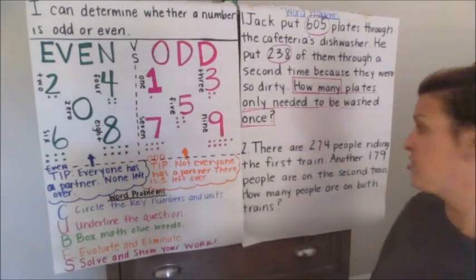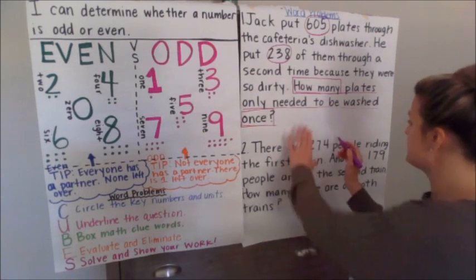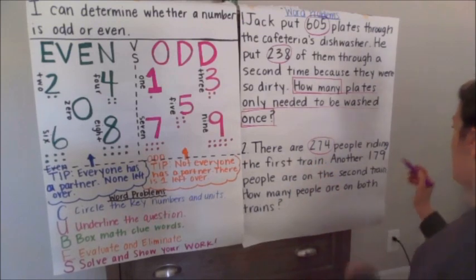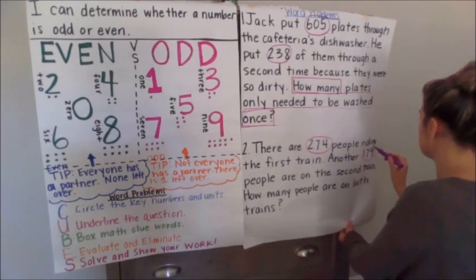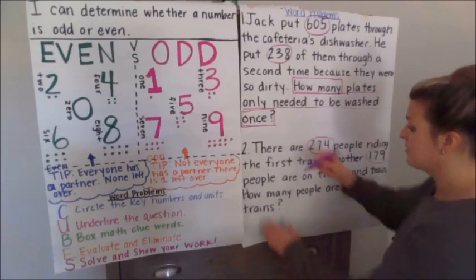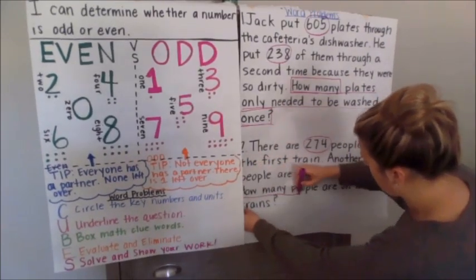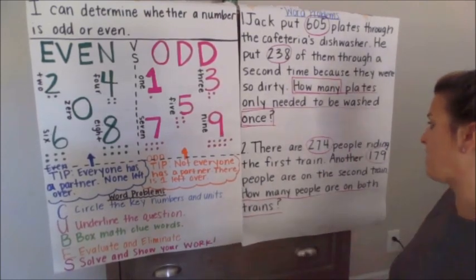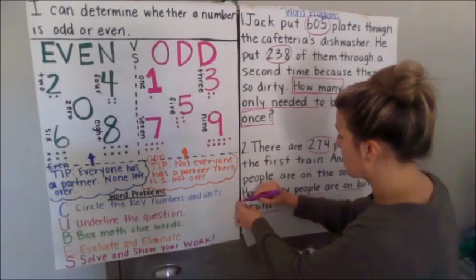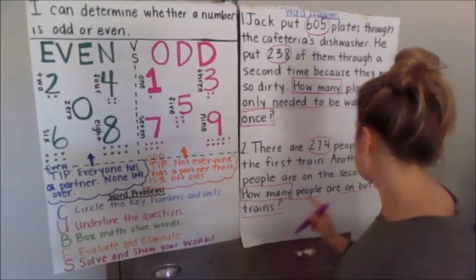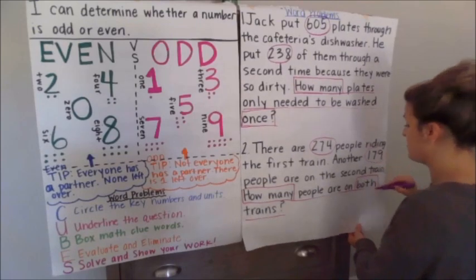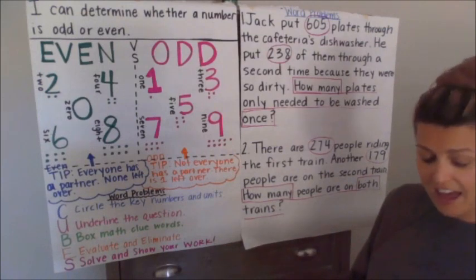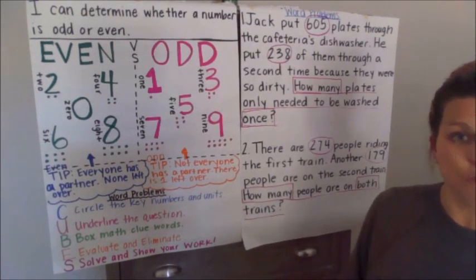All right, let's check. There are 274 people, gotta circle my numbers, riding the first train. Another 179 people are on the second train. Now I gotta underline my question. How many people are on both trains? We've got to box our keywords, and I think how many, because it's asking us how many people are on both. I think both is a very important word. We want to know how many are on both trains. So if you said you were supposed to add, you are correct.